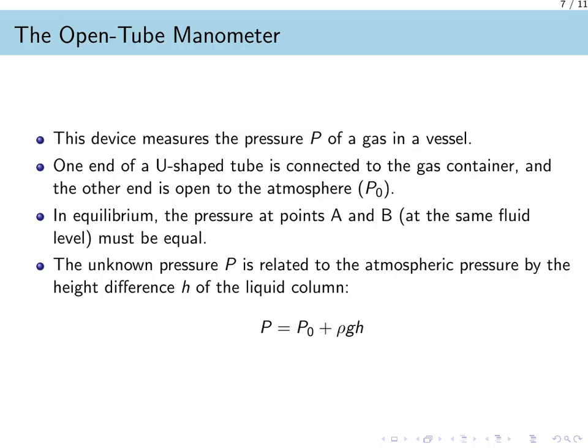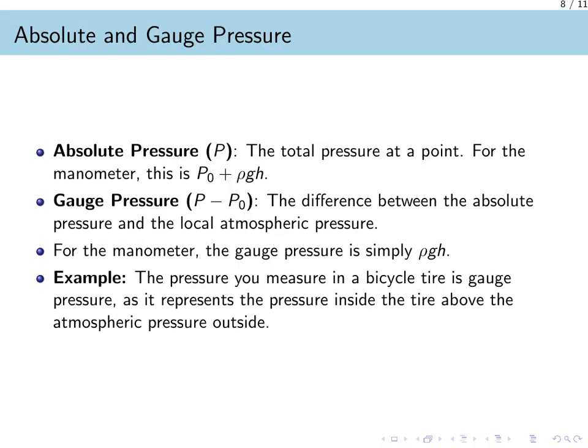Equating the pressures on both sides gives us our key equation. P equals P0 plus ρ times g times h. This means we can determine the unknown gas pressure simply by measuring the height difference of the liquid in the tube. Let us clarify two important terms used in pressure measurements: absolute pressure and gauge pressure. Understanding the difference is crucial for interpreting real-world measurements correctly.